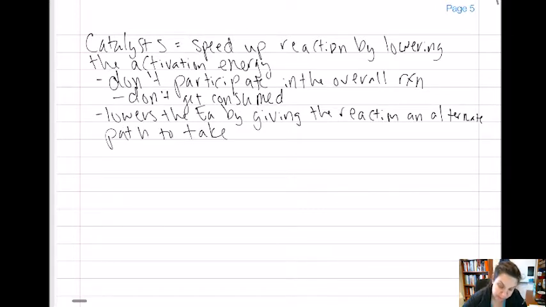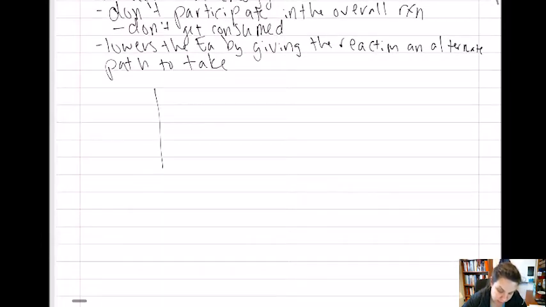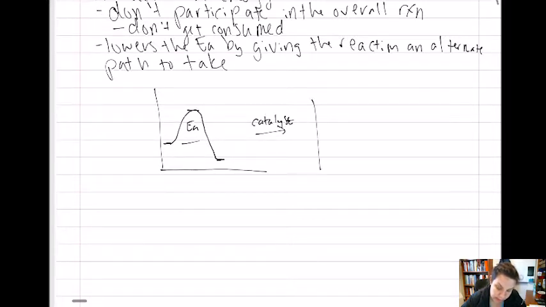So for instance, if we have a reaction, we have our reactants, our products, and our activation energy looks like this. Right? If we have a catalyst, it would look like this instead. So it would still have the same reactant and product energy, but then it would go something like this. So we would lower activation energy by taking a different path.